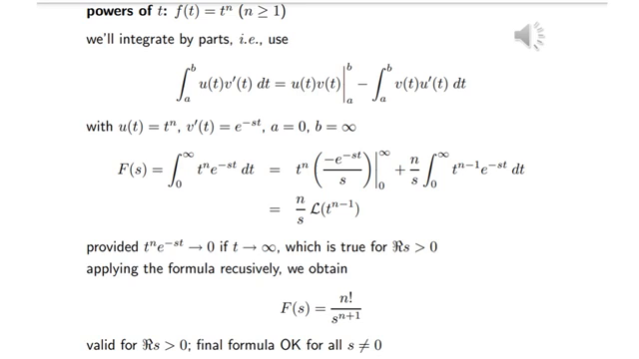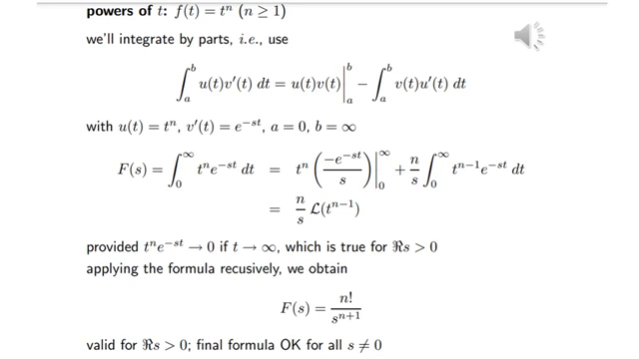So if we have t raised to the power n, it will be multiplied with e raised to power minus s of t, and the limit will go from 0 to infinity. This is what we want to find out, F of s. So if t raised to power n is a first function and e raised to power minus s of t is another function, then we have to find the solution with the help of integration by parts, and there is no other solution possible.